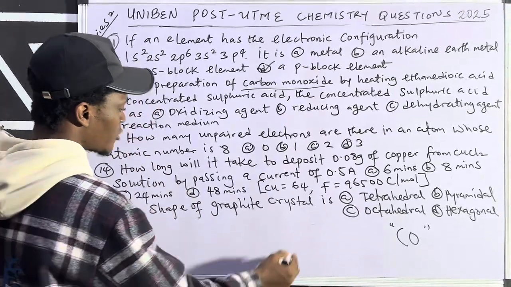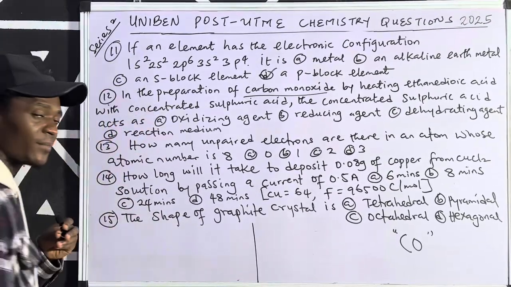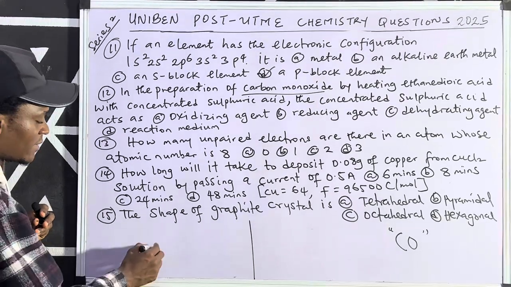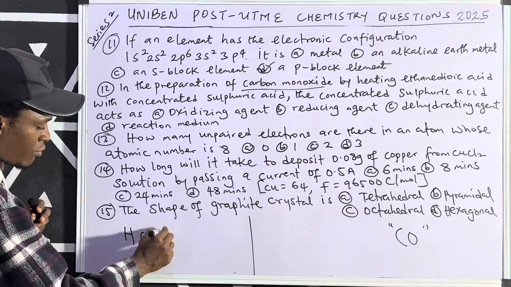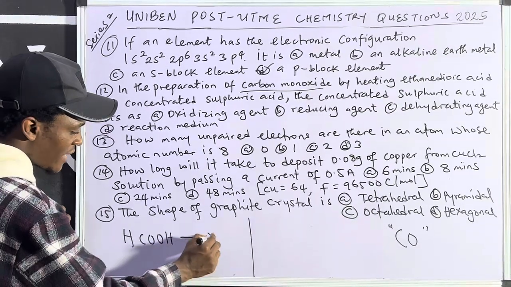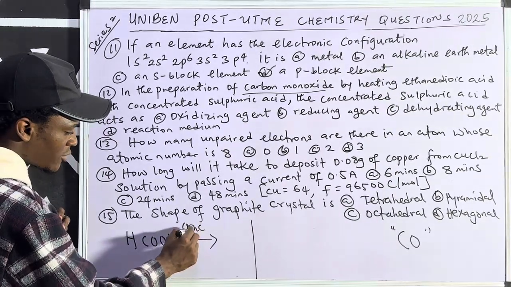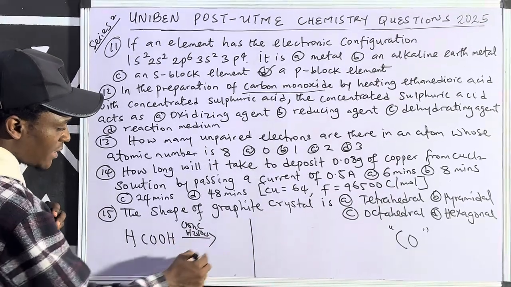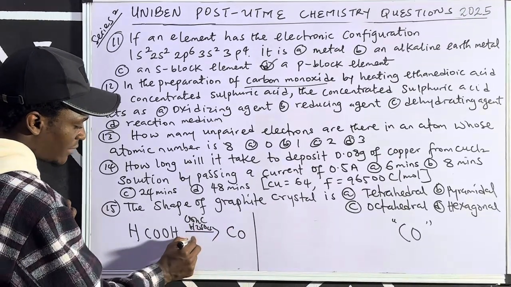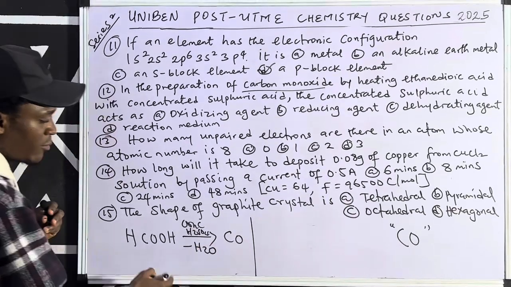Now, let me show you using formic acid, methanoic acid. Methanoic acid is HCOOH. When you dehydrate using concentrated H2SO4, you are going to obtain CO while you have eliminated what? A molecule of water.